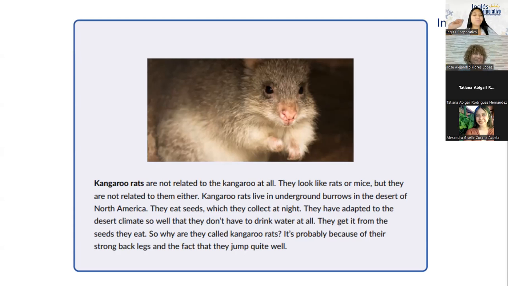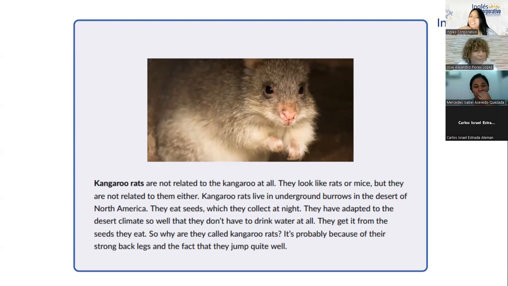Do you like kangaroo rats? No. Which animals live in the desert? Yes. That is correct.